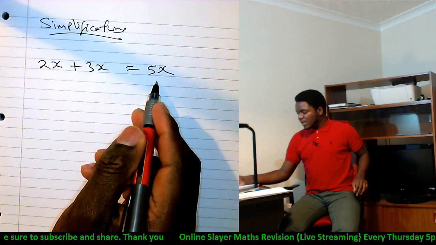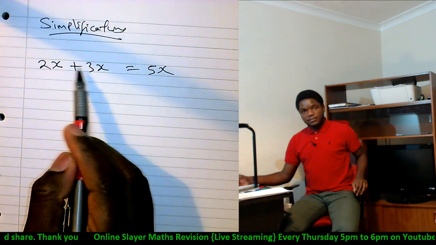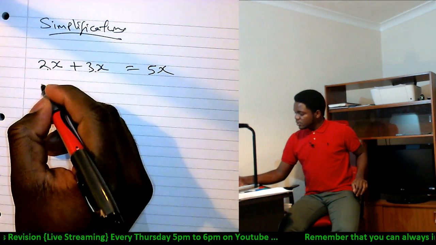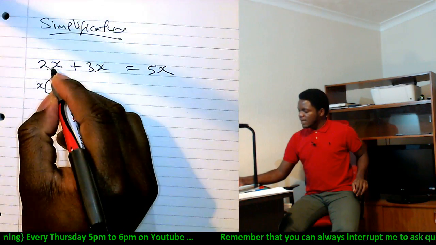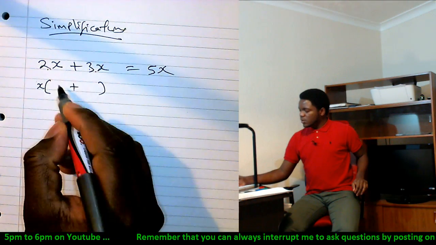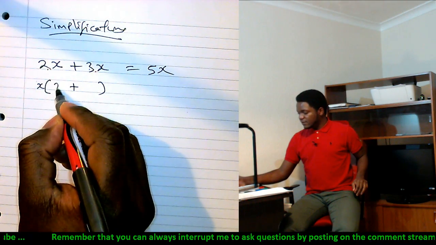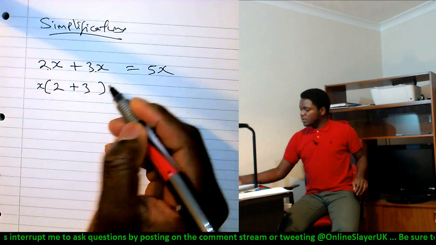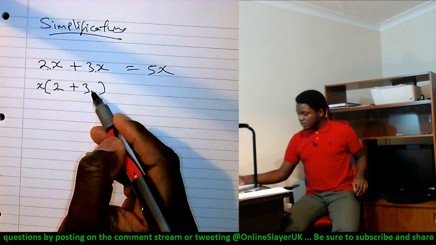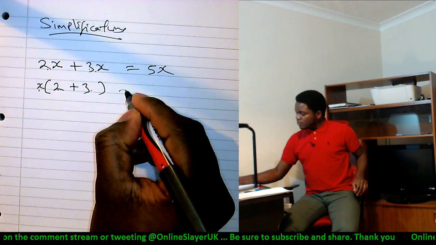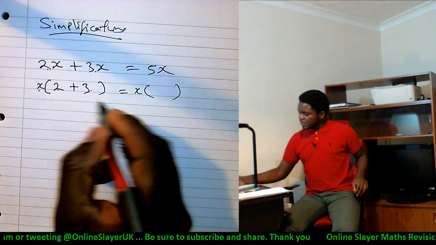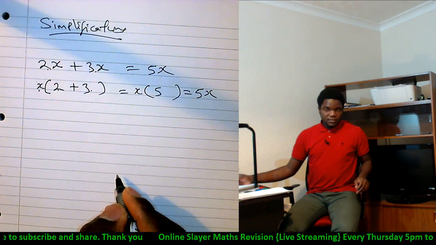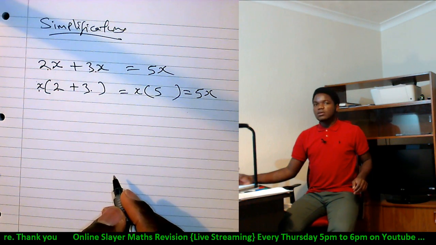And another way to understand that is to look at what is common to both terms. You've got x on this side and you've got x on that side, so you can take x out. If I take x out, what do I have left in place of 2x? I've got 2 left. And what do I have left in place of 3x? I've got 3 left, because 2 times x is still 2x and 3 times x is still 3x. But now this is the same thing as x into bracket 2 plus 3, which is 5, and that is 5 times x, which is 5x. We wouldn't write x5, we write 5x.